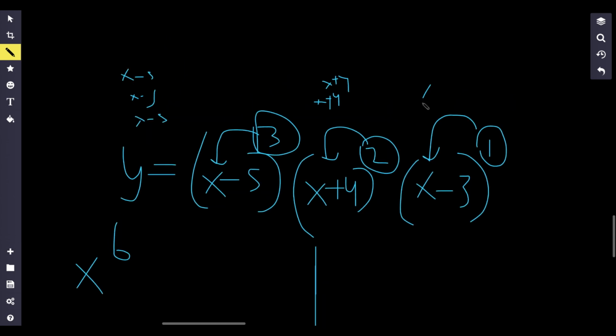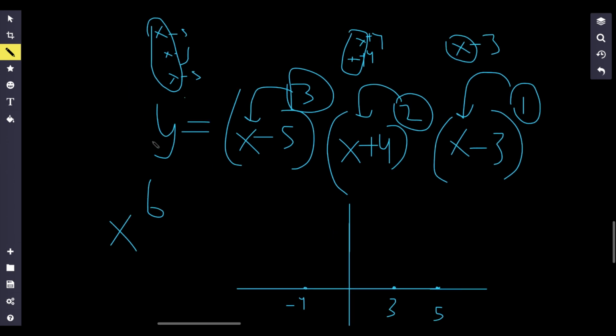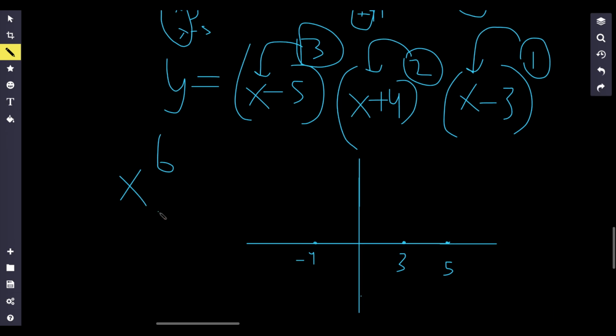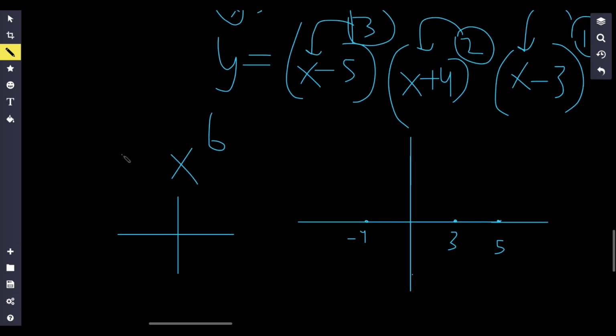If I have x minus 5 three times, so 3 x's here, x plus 4 two times, 2 x's here, and x minus 3 with 1 x here, and I multiply all of them together, I'm just going to get x to the 6th power. So a quick and easy trick to find the biggest power is to add up all the exponents: 3 plus 2 plus 1 gives us 6, which is going to be the highest power. And we know that y is equal to x to the 6th.